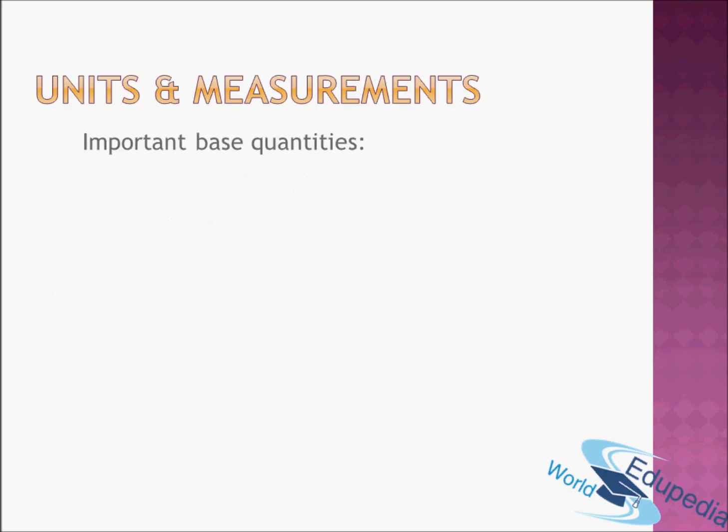Units and measurements. So first you need to know some important base quantities. See, when we say measurement and when we say unit, what do we mean? When we say measurement, we mean how do you quantify something? For example, your height is 3 meters. So how do I quantify your height? I quantify it by measuring your height. I take a scale, put it adjacent to you and see the reading. So measurement is a physical activity, whereas units is what makes sense of our measurement.